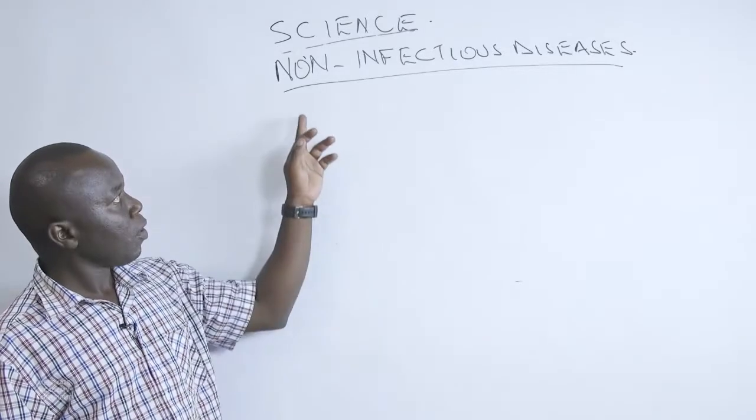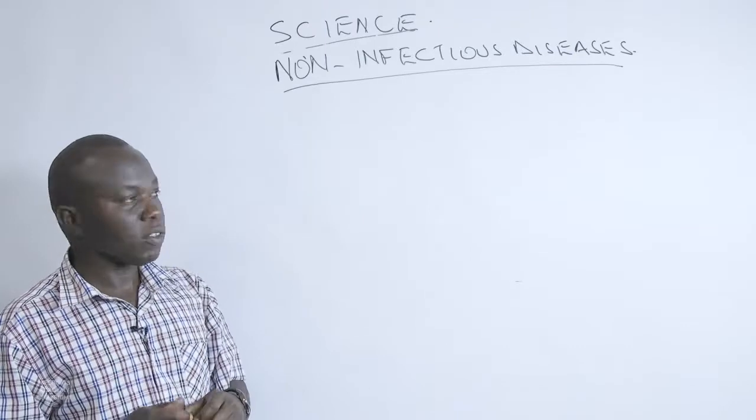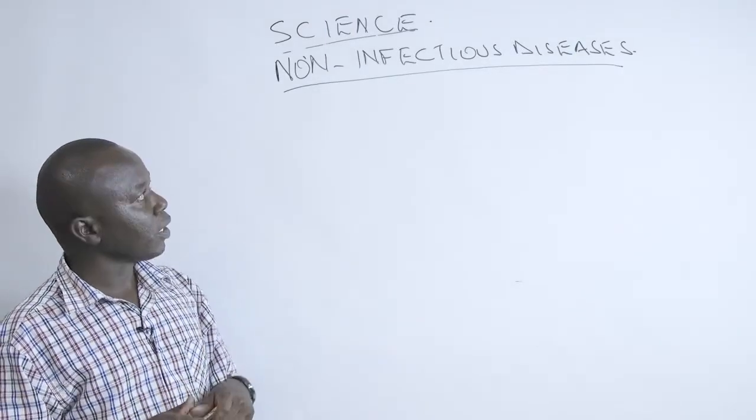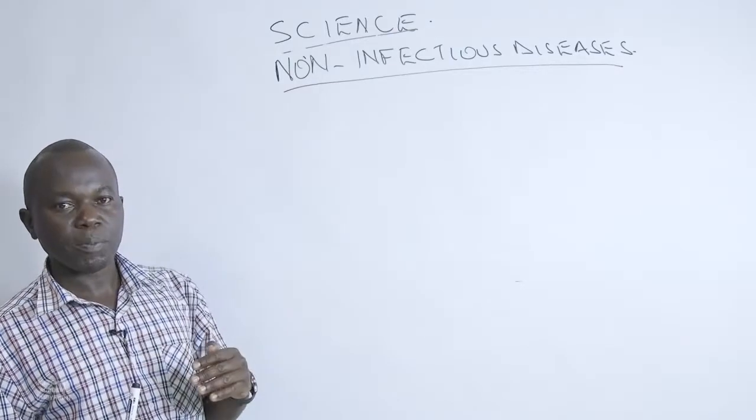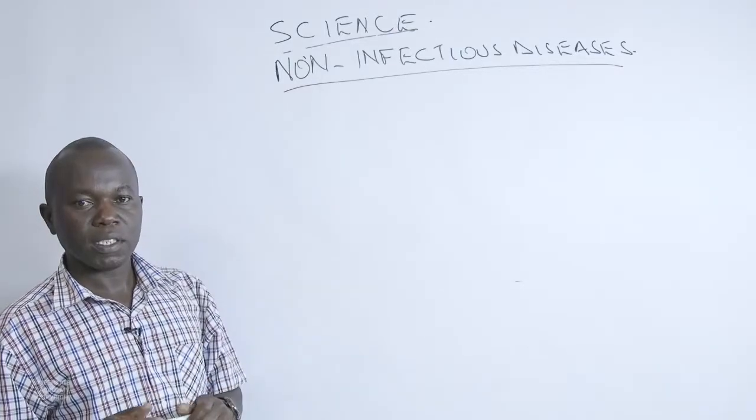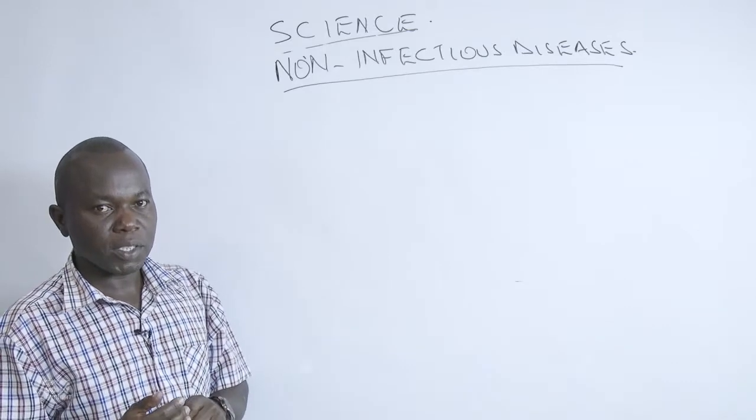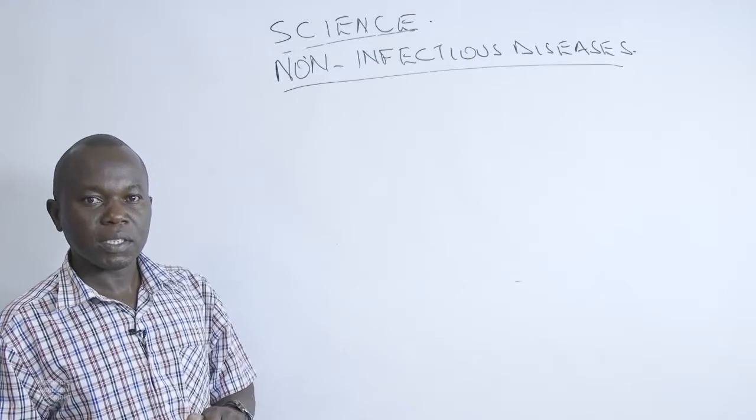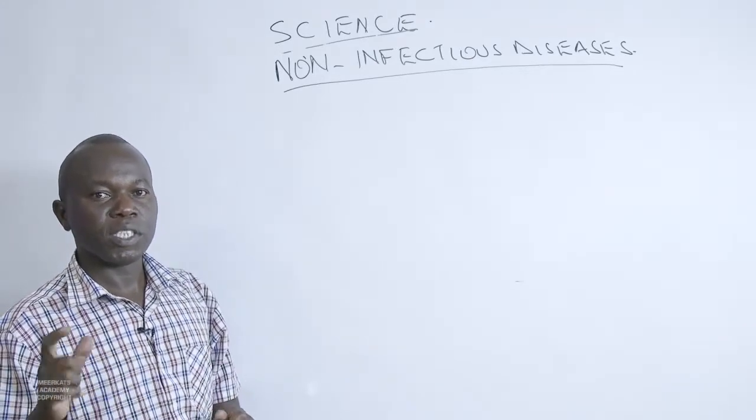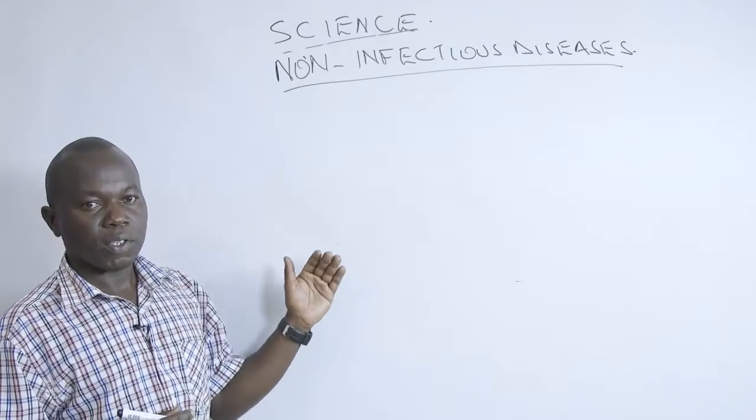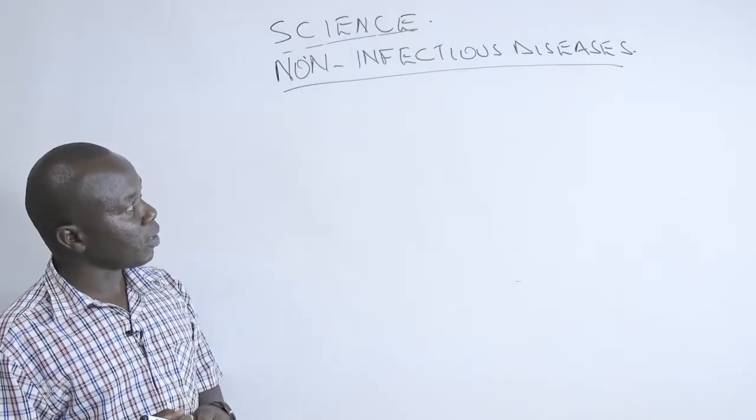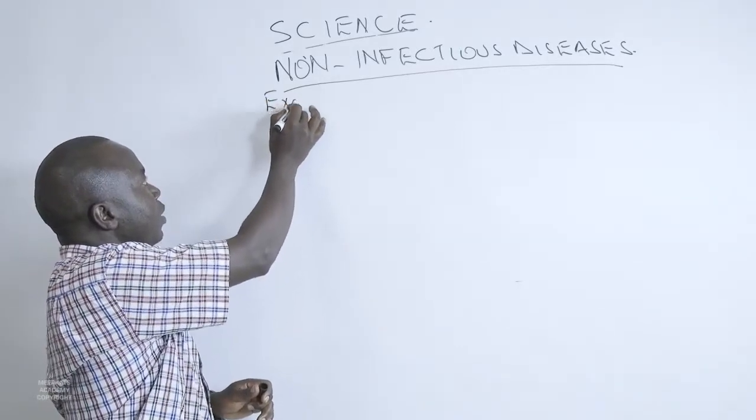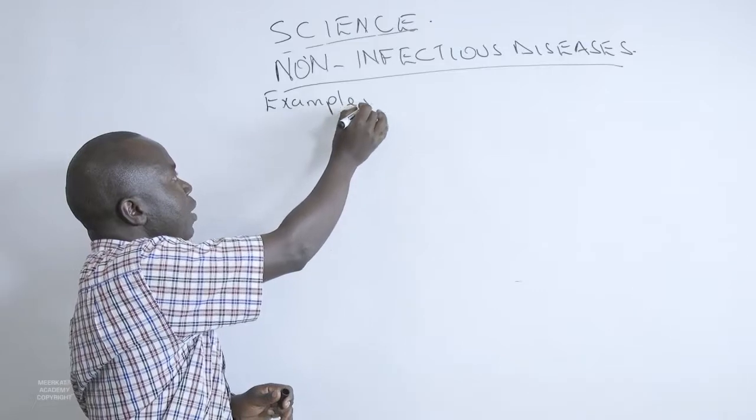But sometimes, in fact, some of the most fatal diseases that are giving research scientists a lot of problems are the non-infectious diseases. A very good example is sickle cell anemia or cancer. Most of them do not involve a causal agent. We do not have a pathogen. So examples of these diseases or categories are mainly three.